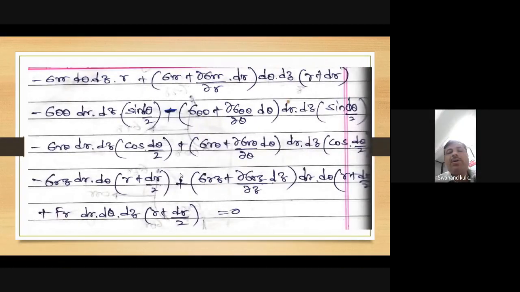Here, if we try to consider this equation, we will come to know how each and every component of the stress is taken into consideration.